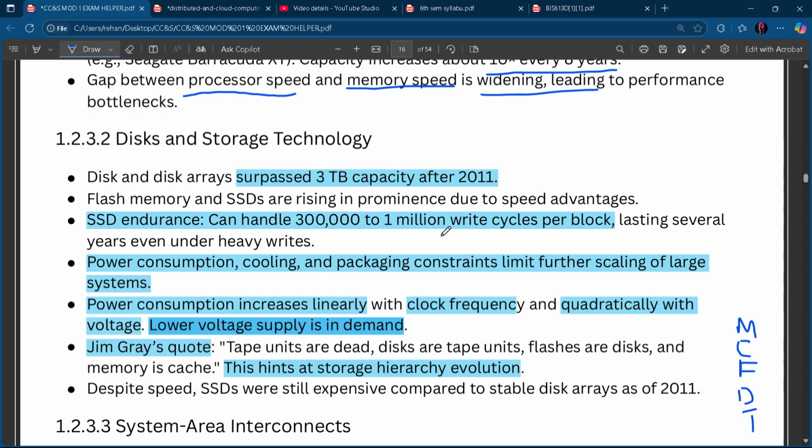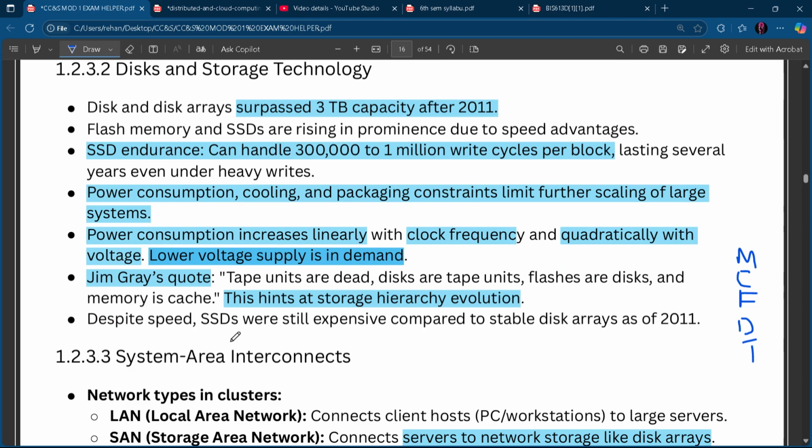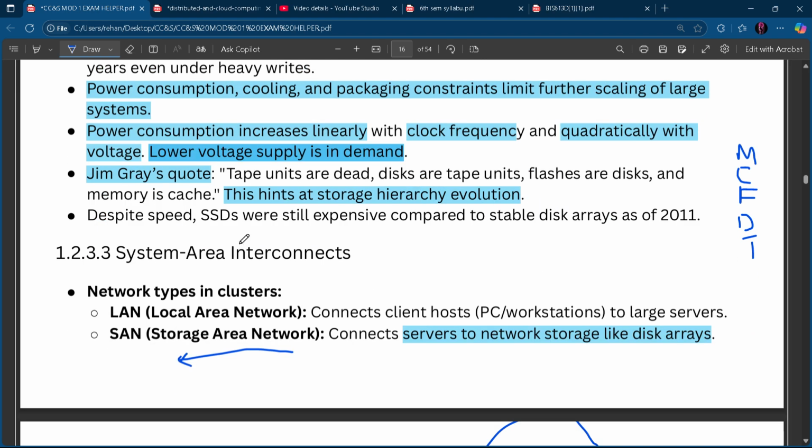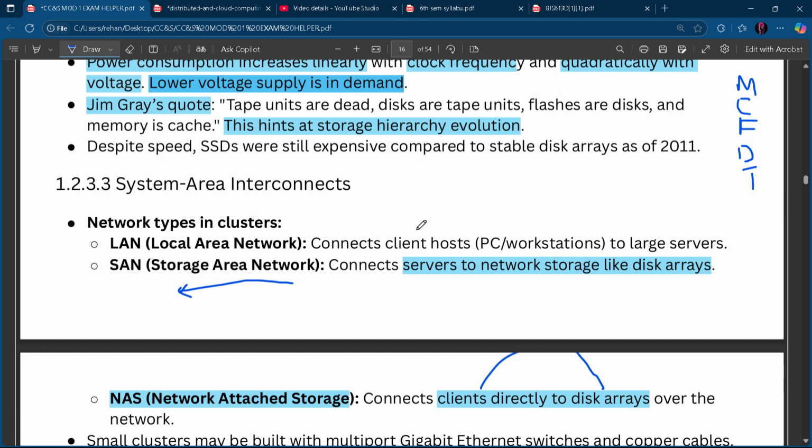Then clock frequency has increased, so the voltage should be lower. They are saying Jim Gray's quote: tape units are dead, disks are the new tape units, flash is the new disk, and memory is the cache. So it is tape, disk, flash, memory, and so on. Despite the speed, SSD is still expensive compared to stable disk arrays as of 2011. The SSD and flash are costly.